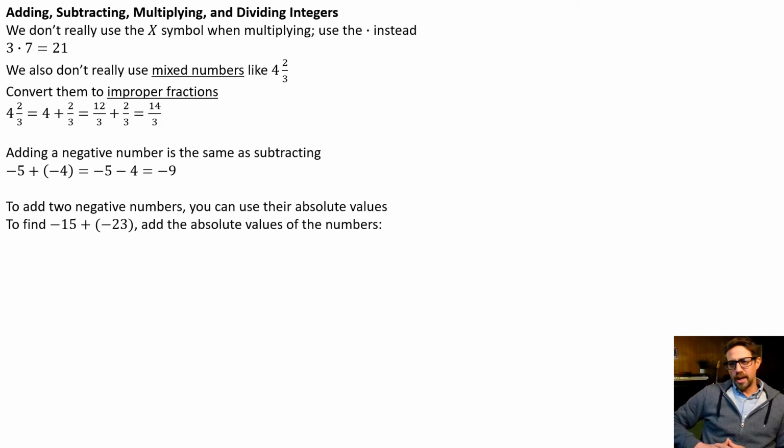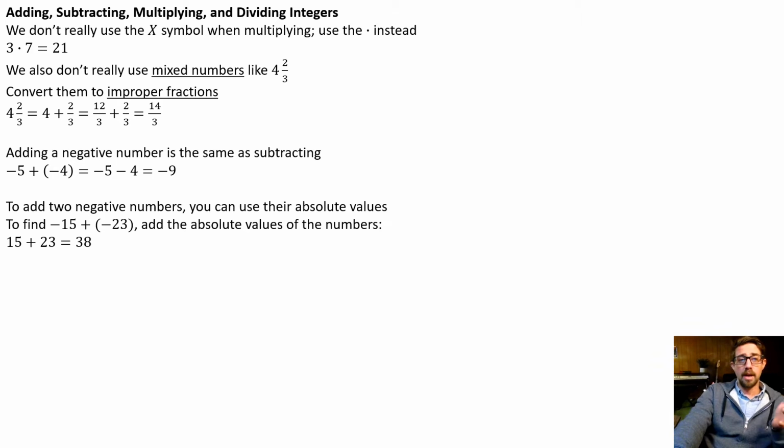This one's not quite as easy to just figure out, but it's the same kind of problem. If you're at -15 and you're going 23 negative, what you're going to end up at is whatever 15 plus 23 is, only negative. Whether you know it or not, you are using the absolute value. The absolute value of -15 is 15, the absolute value of 23 is 23. Now you do, either in your head or on paper, 15 plus 23.